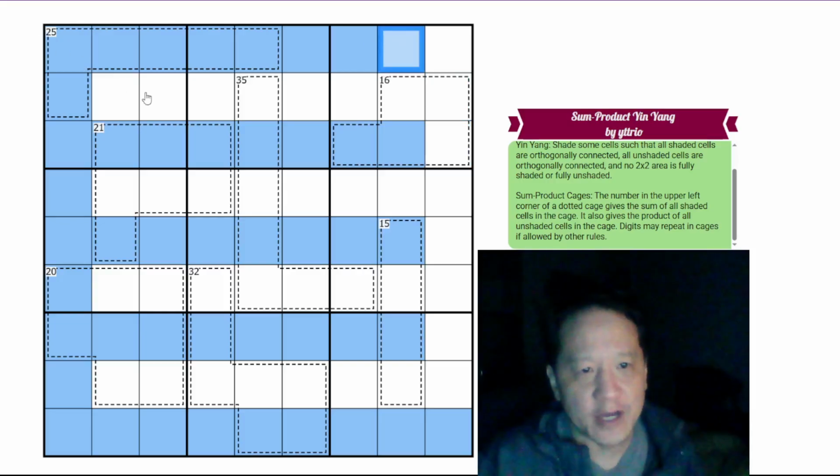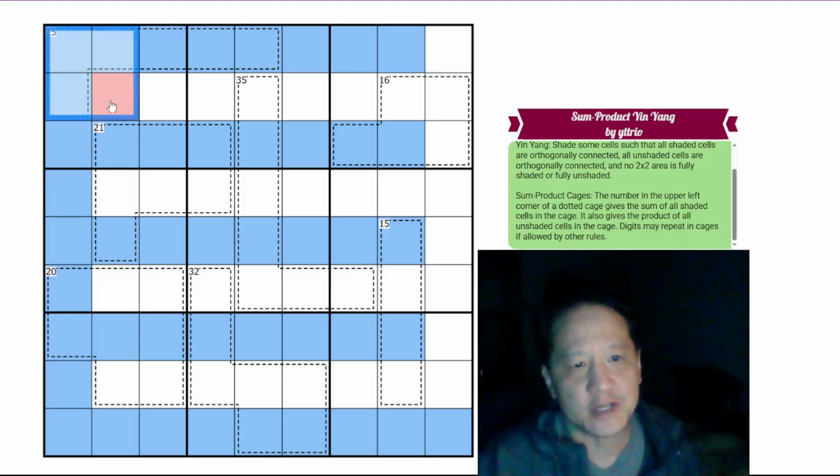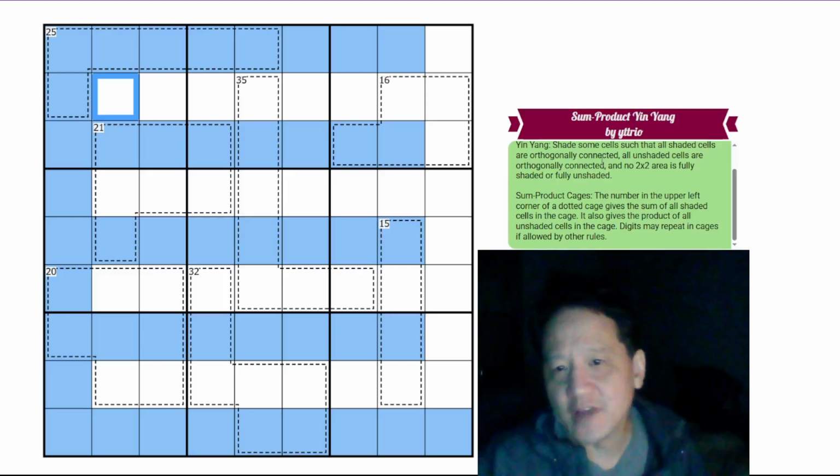This is also not a valid shading because you have a 2x2 area that's all shaded, which is not allowed. And those are examples of how yin-yang works.